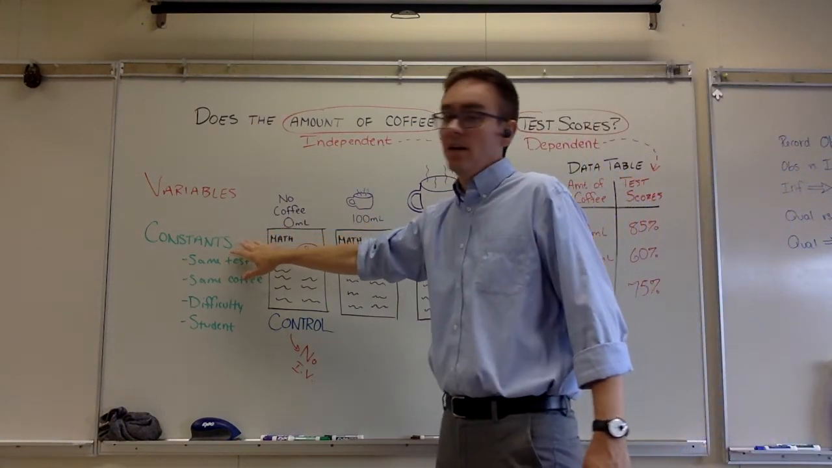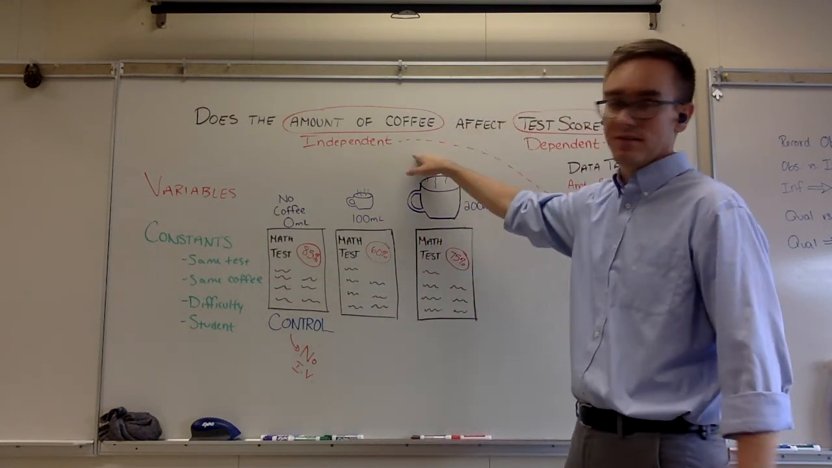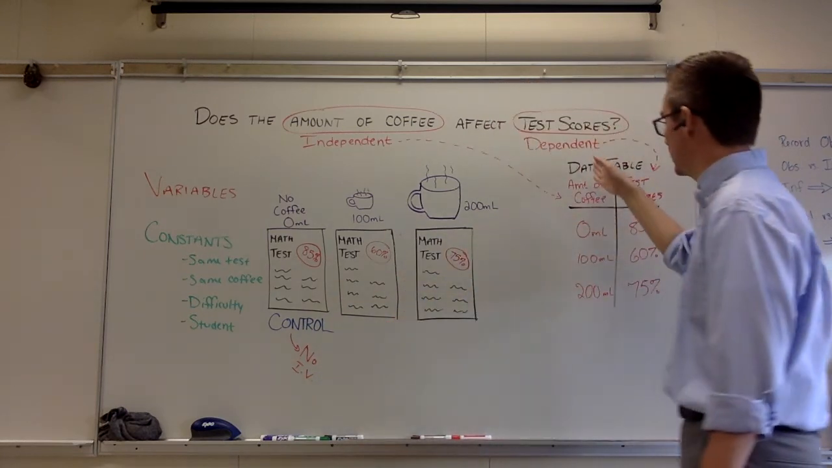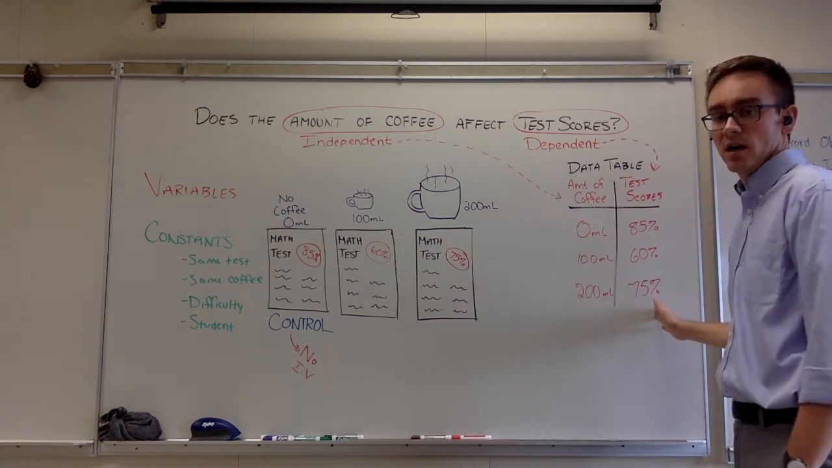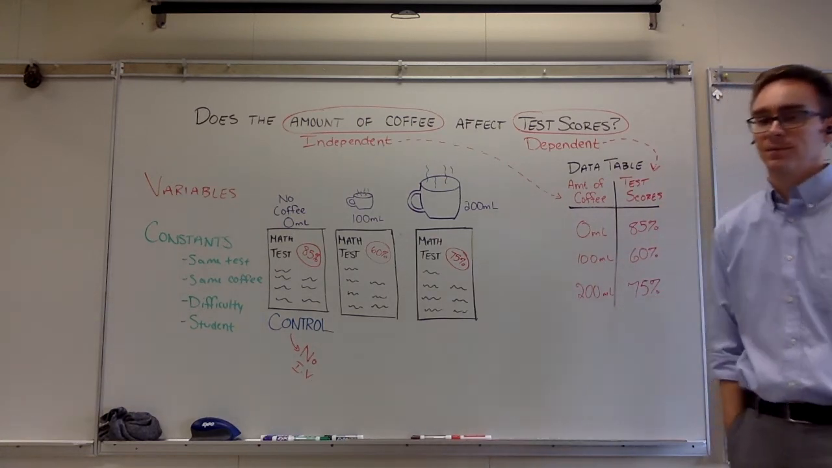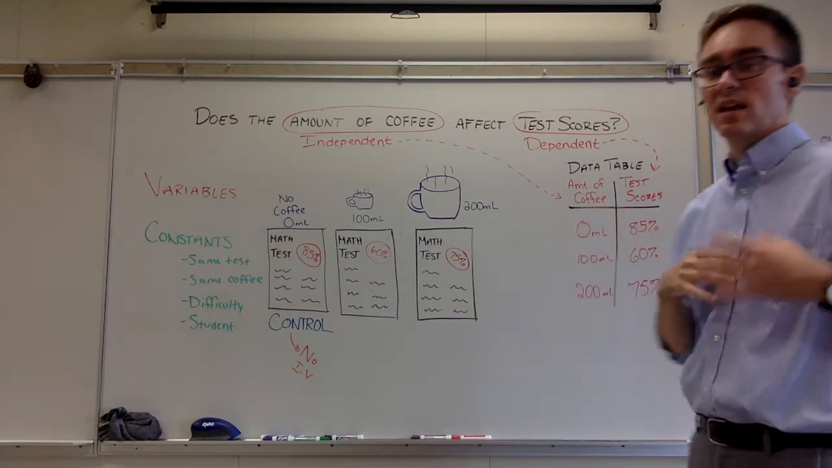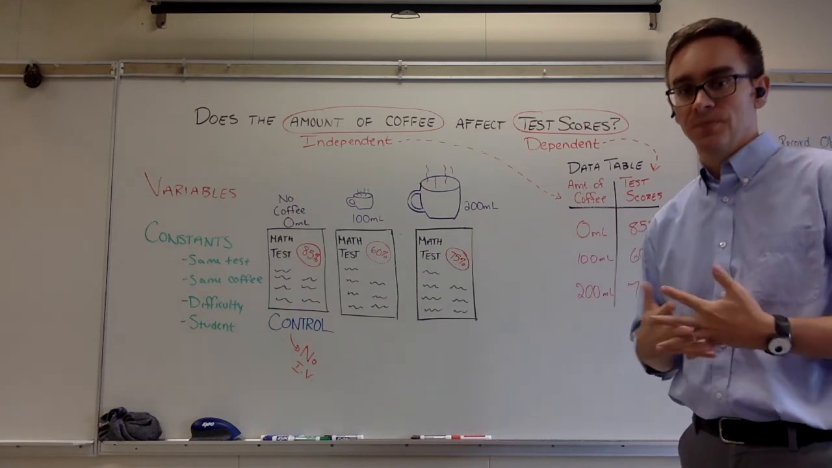Those are what we call constants. And there should be one group that doesn't receive any of the independent variable. That's called the control group. Once we collect it, the independent variable goes in the left column, the dependent variable goes in the right column, and from there we can make a proper graph. Now, this is obviously just about coffee and test scores, but this same principle can be applied to lots of different examples, which I'm going to ask you guys to do.